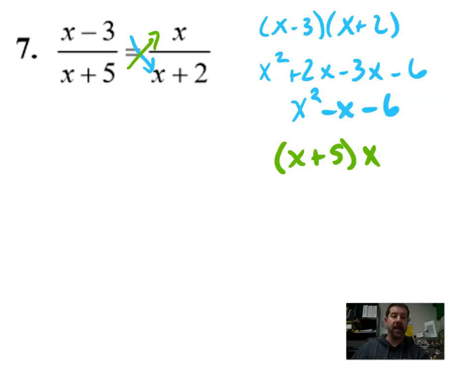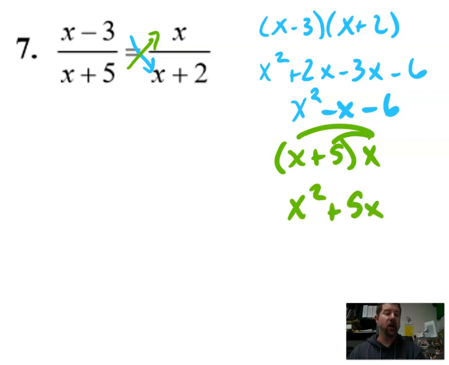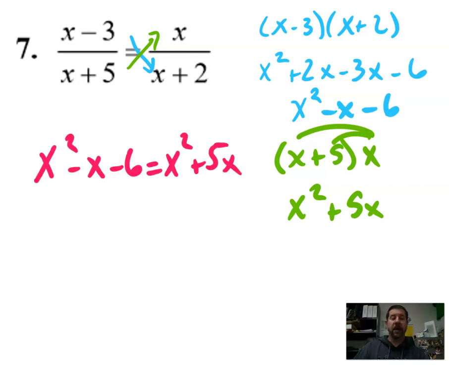Then I'm going to multiply x plus 5 times x, and again you can distribute backwards if you want, and that gives me x squared plus 5x, or you could rearrange the order, but now I need to set these 2 pieces equal to each other. And we get x squared minus x minus 6 equals x squared plus 5x.